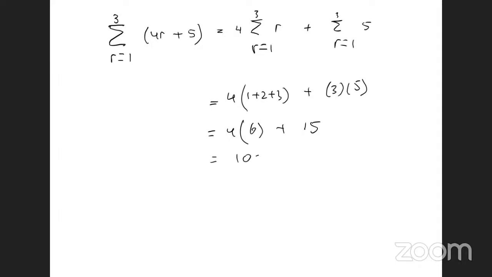Oh, nonsense. I wrote it wrong. 4 by 6 is 24, plus 15, which is 39. Nice. Okay. All right. So that's the first part of it.